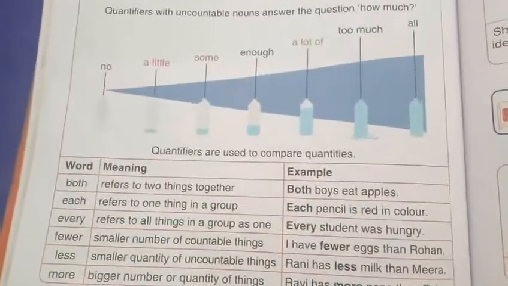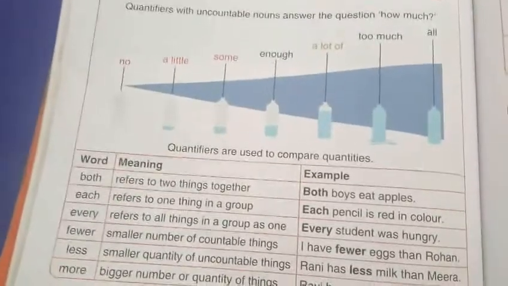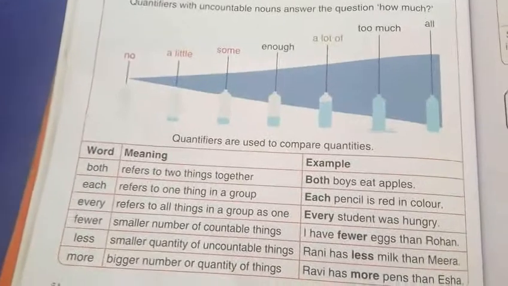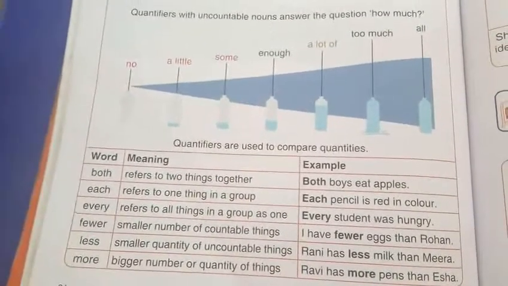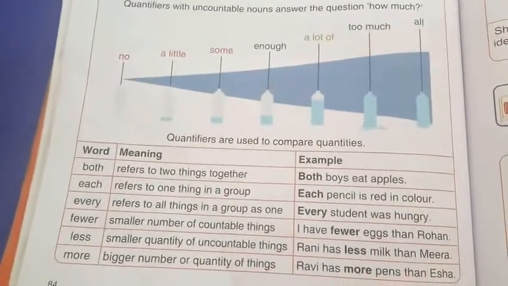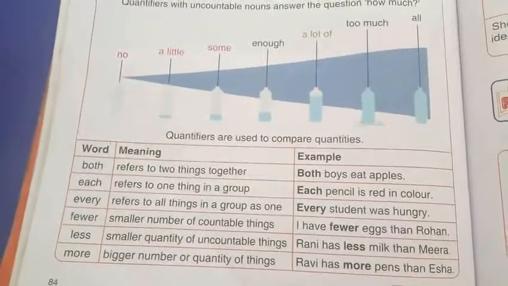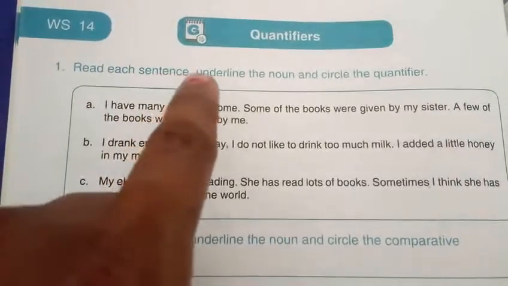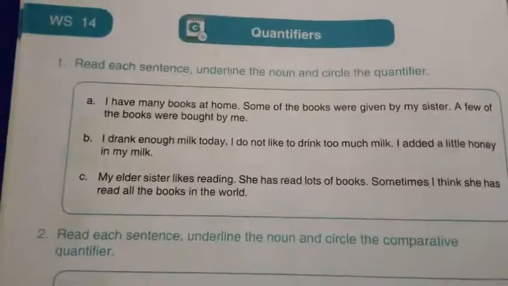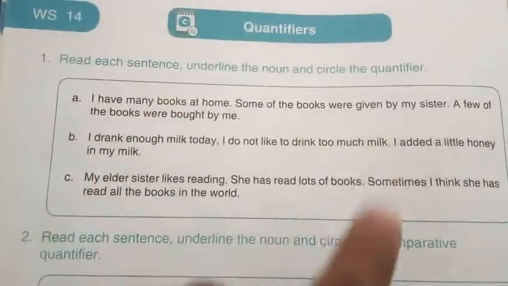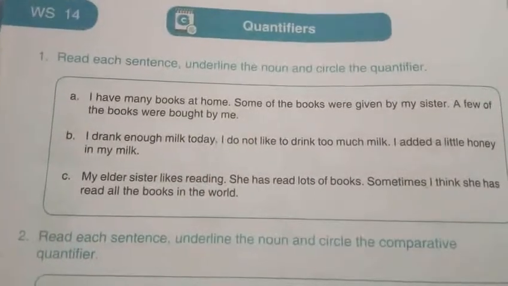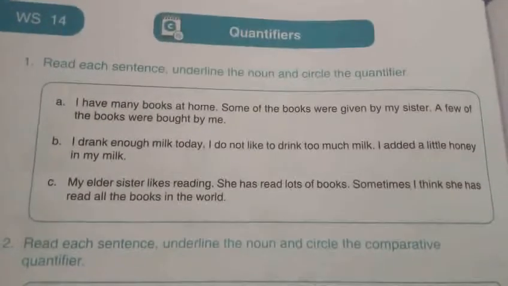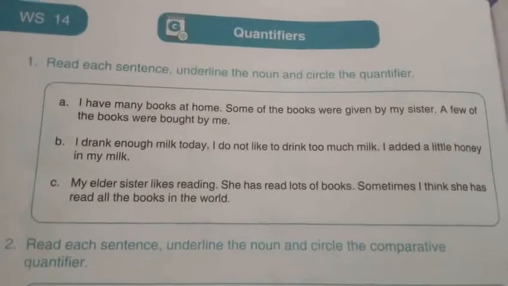Yes, these are the quantifiers, countable and uncountable. Shall we do one worksheet? You will open your worksheet number 14, question number 1. I'll give you 3 seconds. 3, 2, 1. Yes. See this, read each sentence, underline the noun and circle the quantifiers. I'll give you 1 minute. You will complete this, okay? After that we discuss the answers.